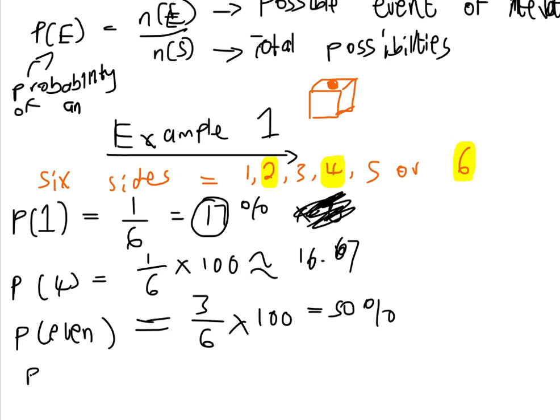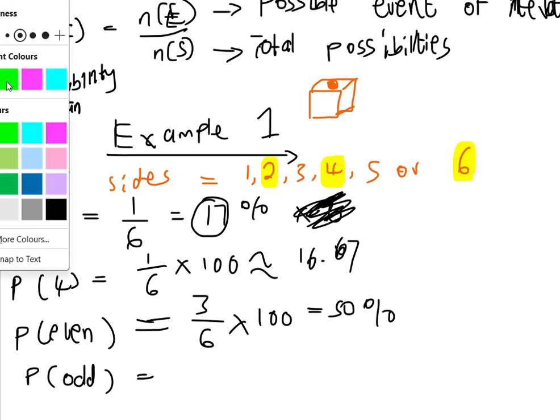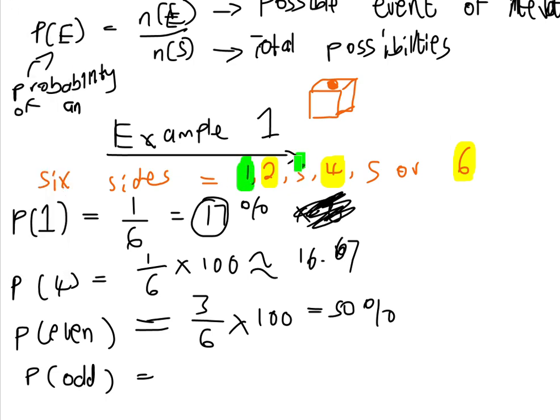Now, what about the probability of me getting an odd number? Well, how many odd numbers do I have? Let's see. I've got a 1, I've got a 3, I've got a 5. The probability of me getting an odd number is still 3 over what? Over 6. Multiply that by 100. The answer is also 50%. Now, this means that on a die, it's a 50-50 chance of me getting either an odd number or an even number, because we have either an odd number or even number on a die.